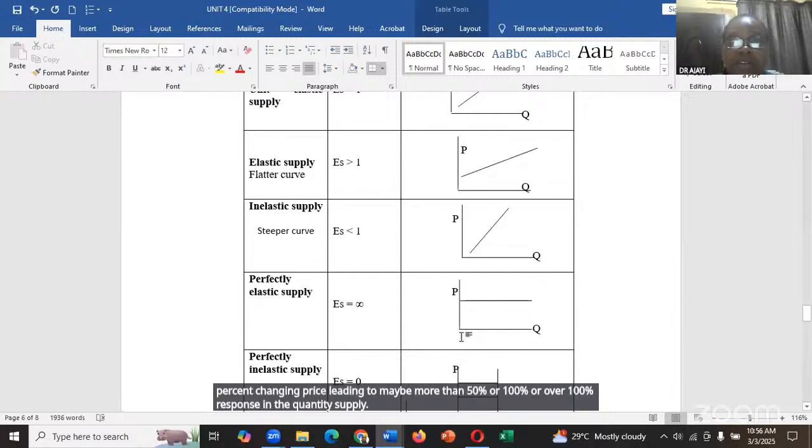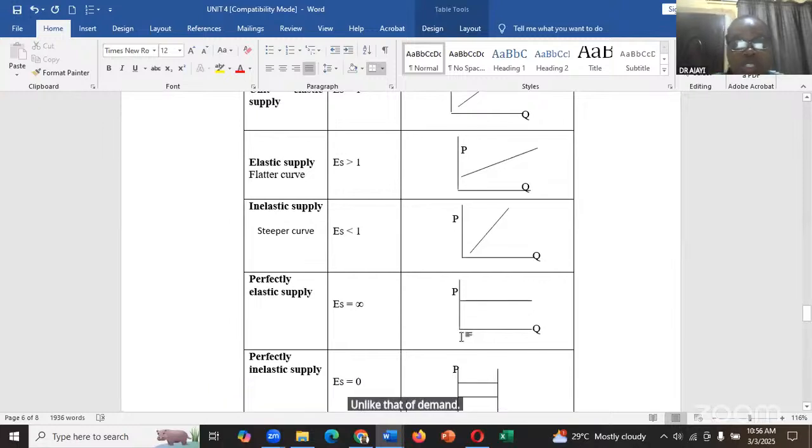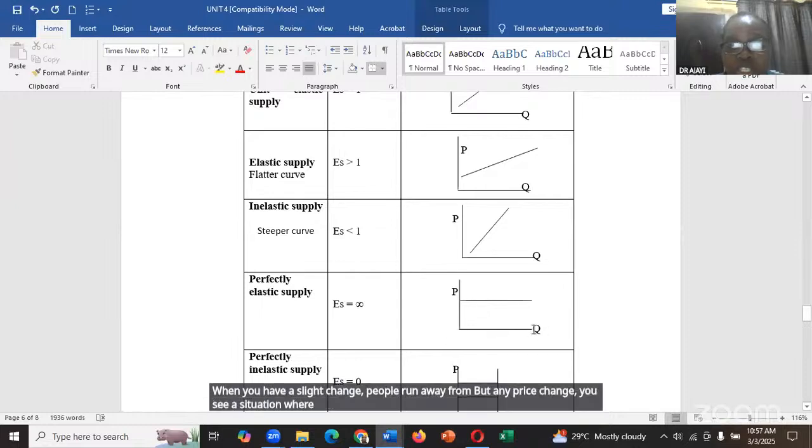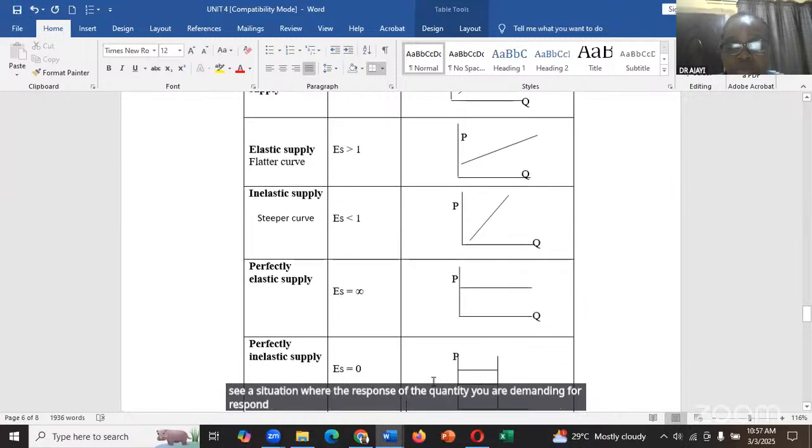And like that of demand, it's always in the same range of explanation. When you have a slight change, people run away, but with any price change, you see a situation where the response of the quantity you are demanding responds in an infinite way.